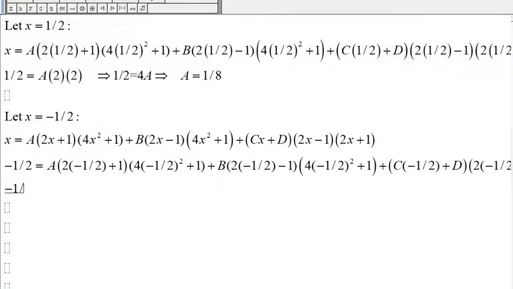So we have negative 1/2. 2 times negative 1/2 is negative 1. Negative 1 plus 1 is 0, and so that'll make this part 0. 2 times negative 1/2 is negative 1. Negative 1 minus 1 is negative 2. So we have B, negative 2. Negative 1/2 squared is 1/4, times 4 is 1. 1 plus 1 is 2.